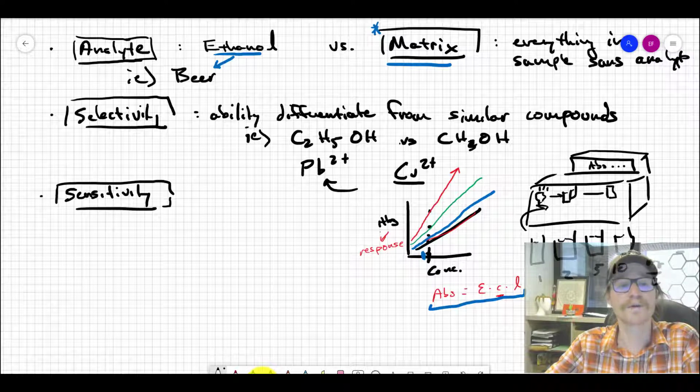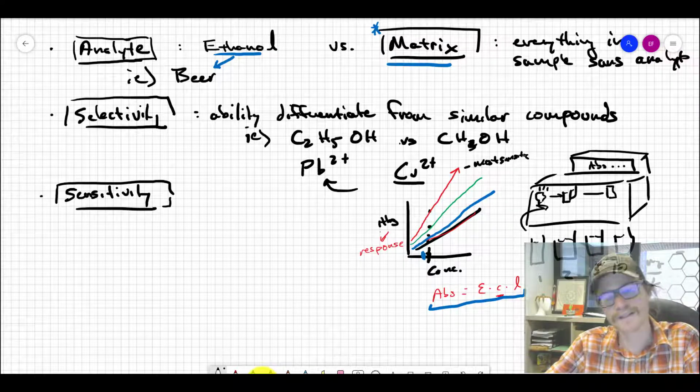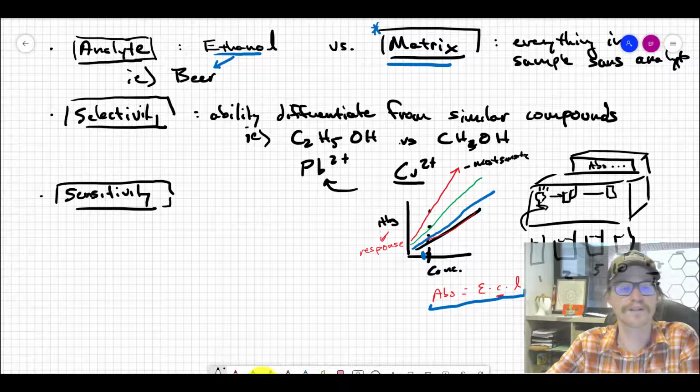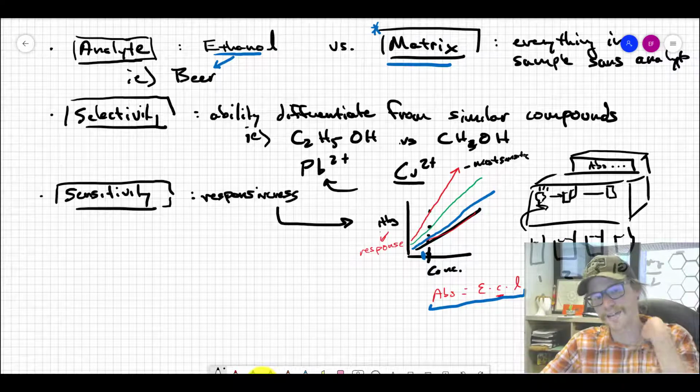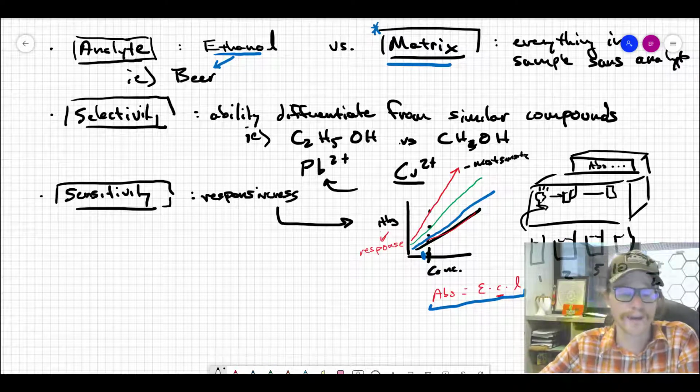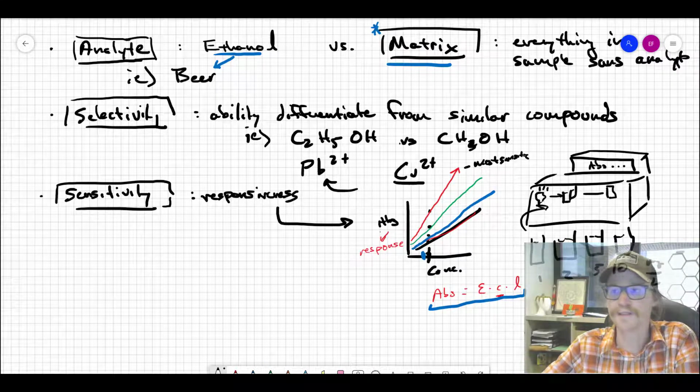And so we would say the red line here is the most sensitive, and the black line at the bottom is the least sensitive. So sensitivity just has to do with, well, how responsive is our tool or our method to the analyte itself. So I'm going to put responsiveness here, and then considering calibration as actually really the slope of the calibration curve as a direct measure of sensitivity.